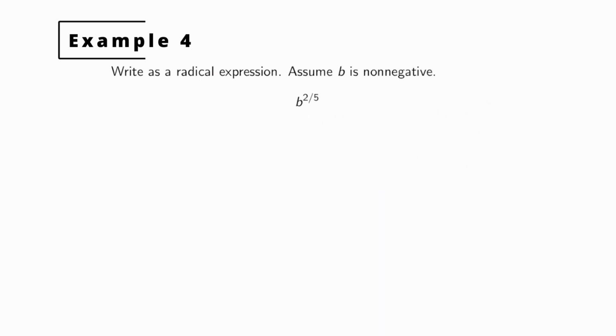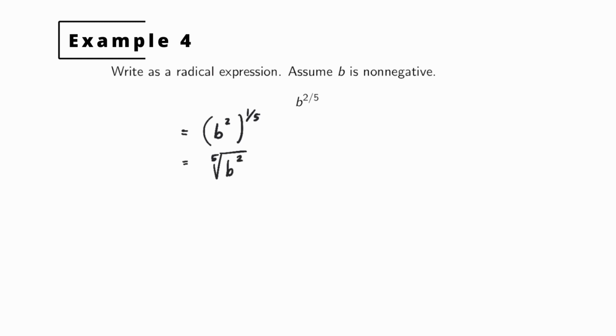Here's our final example. Again, we want to write b to the 2/5 as a radical expression. We will again assume b is non-negative. We can start by thinking of b to the 2/5 as being b squared to the 1/5 power. And the 1/5 power, we can convert into a fifth root. So it becomes the fifth root of b squared.